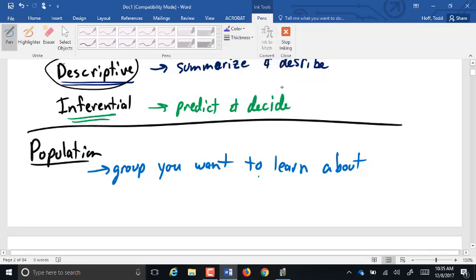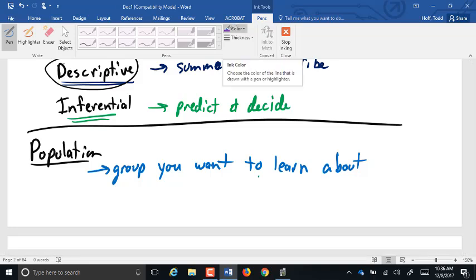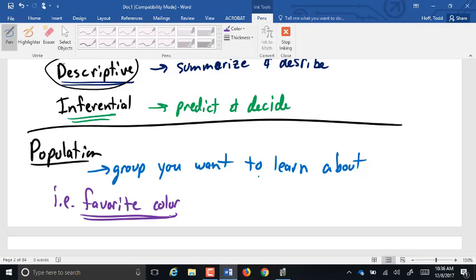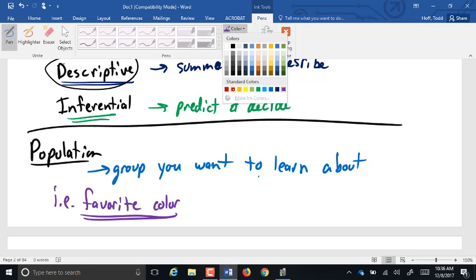Sometimes it's very difficult to define the population. For example, if I were to ask students about their favorite color, the population I want to learn about is not the colors. What I want to learn about is the students. I want to know what the favorite color is, a characteristic of the students. So what I'm trying to learn about is them. So that is my population.